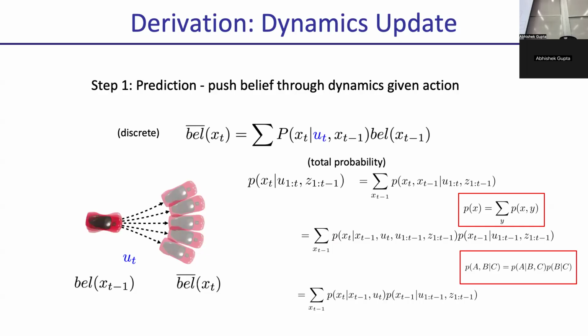You start from belief at x0, and then you take an action, and you apply this update to get belief bar at x1. Then you take a measurement, and you go from belief bar to belief at x1, and then you repeat them. So as your robot is running, you run this dynamics update, then you run the measurement update, which we will go over next, and then you do the other.